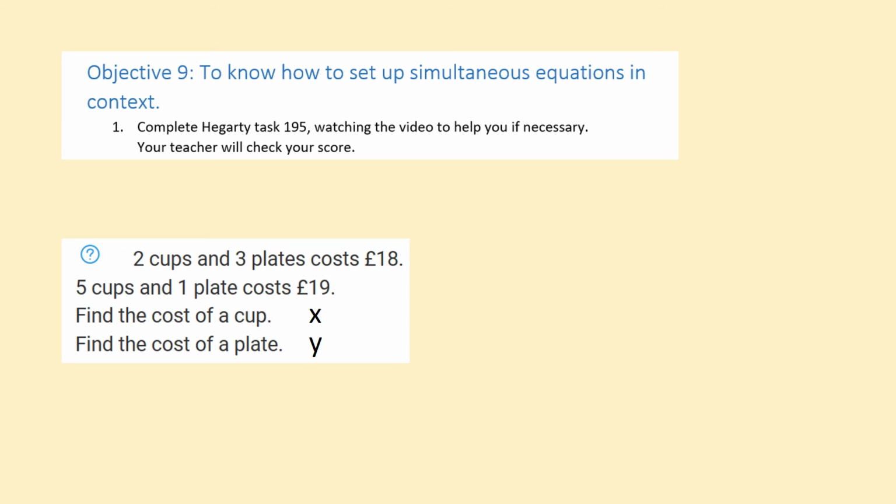So the first one, 2 cups and 3 plates costs £18, can be written as the equation 2x plus 3y equals 18. And then we can set up the second equation from the second piece of information. So we've got 5 cups and 1 plate, so 5x plus y equals 19.